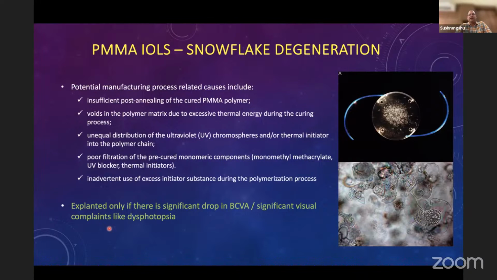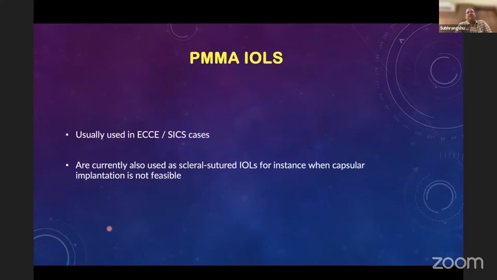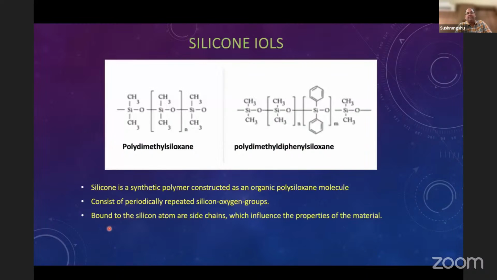drop in best corrected visual acuity and or there are significant visual complaints like dysphotopsia, the incidence of which is not too high actually. So PMMA IOLs are usually used in ECCE or SICS cases. They can be used for scleral sutured IOLs for instances when capsular implantation is not feasible.